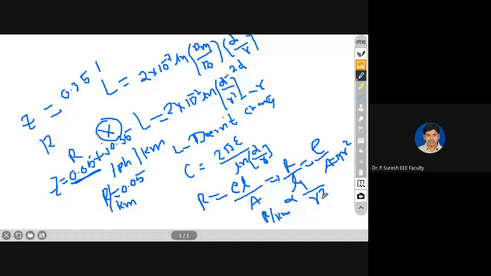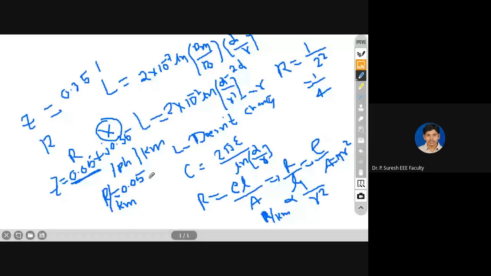If the radius is doubled, what about resistance? The radius is doubled. Radius is doubled, R equal to 1 by 2 square. So by how many times does resistance decrease? 4 times. Yes or no?